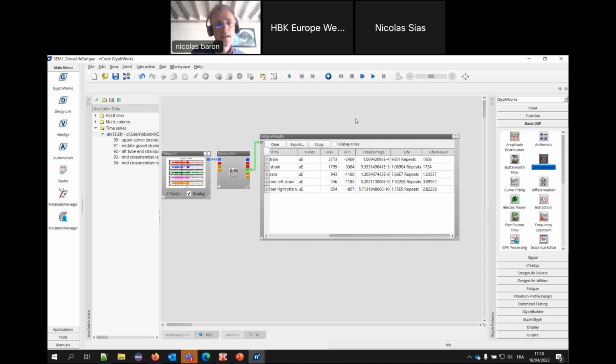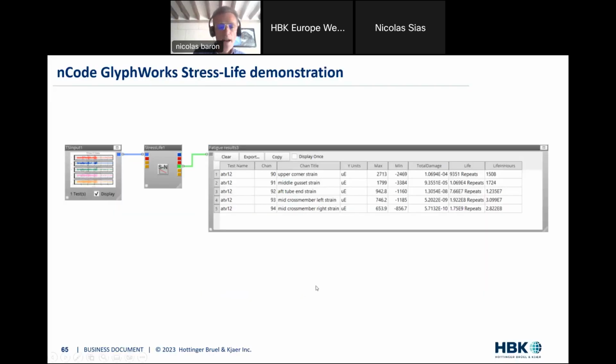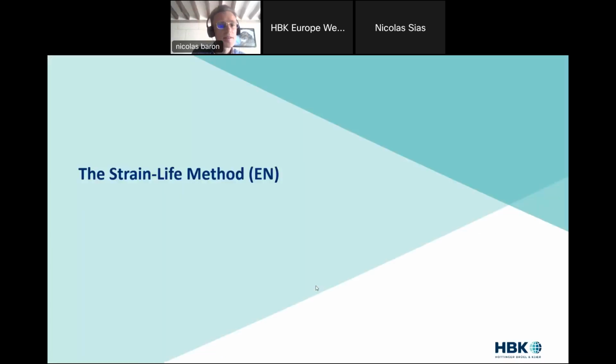Once they are created, they can be very easily reused by anyone in the company, and you can even lock them. You can make sure everyone does the calculation in the same fashion. So it allows for traceability and making sure everyone does things as they should be done. All right, so let me switch back into the PowerPoint presentation.